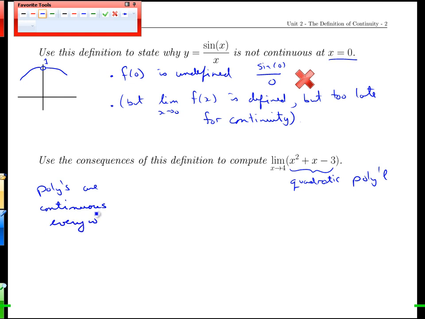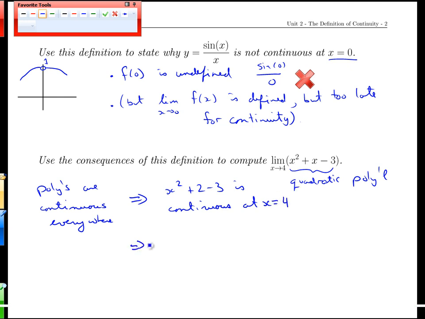Every polynomial can be drawn as a single pen stroke. Well, what that means is that, of course, this particular example is going to be continuous. It'll be continuous everywhere, but most importantly for this question, it'll be continuous at x equals 4.